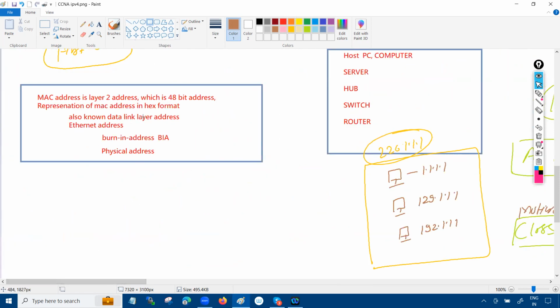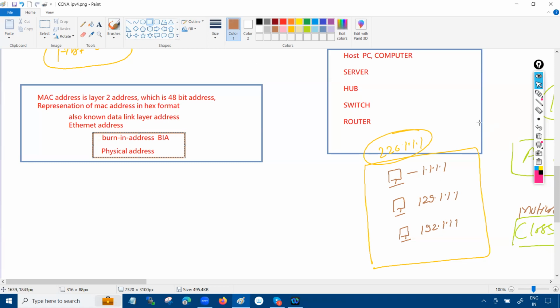MAC address, we have seen that it is a 48-bit address in hex format, known by different names, like burned-in address or physical address. Why do we call it burned-in and physical address? Because it's burned on the NIC card. During manufacturing, the companies put the MAC address on the NIC card, and you can see that address. That's why it's called a physical address, because it's present on the hardware. Whereas the IP address is known as a logical address.